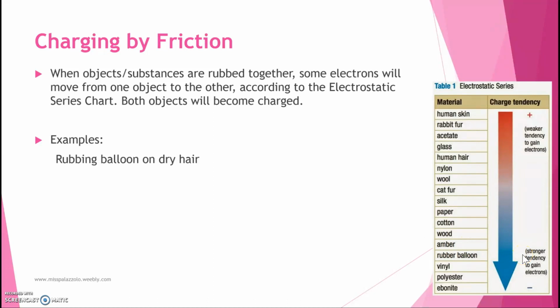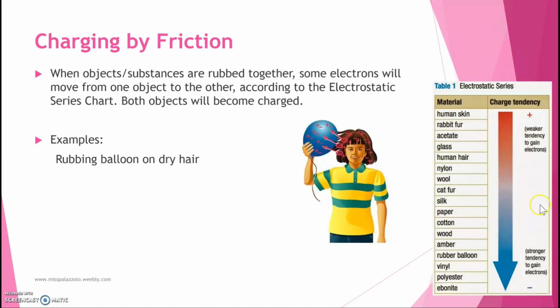So here are some examples. Rubbing a balloon on dry hair. For instance, we've got the human skin or the human body, human hair. Human hair is right here. It looks like it has a weaker tendency to gain the electrons. So in this case, the human's hair is not going to take the electrons from the balloon. The balloon, the rubber balloon, is down here. It has a strong tendency to gain those electrons. So the balloon is more of an insulator.